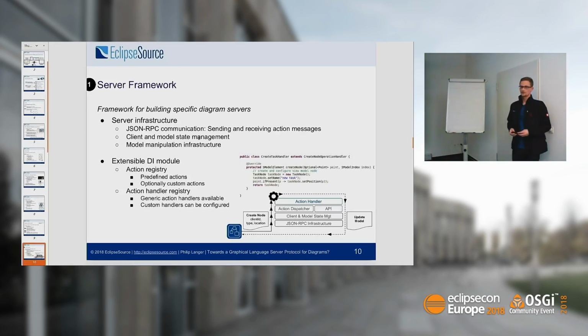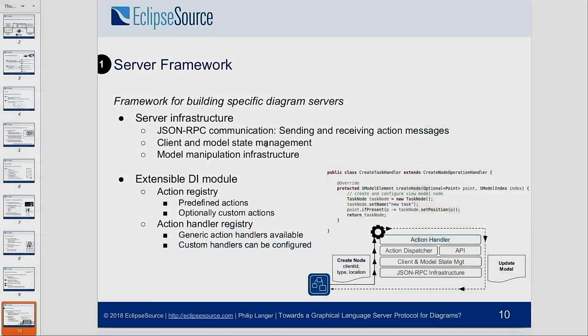So first of all, the server framework. So it's really a framework in the sense that it can be used to build specific diagram servers. And the idea behind that is that we make generic whatever can be reused across all possible diagram servers, and provide the necessary extension points for implementing those diagram-specific parts. So what it offers is a server infrastructure which handles all this JSON RPC communication stuff, which also manages the client and the model state, and of course provides a small infrastructure for implementing model manipulation stuff.